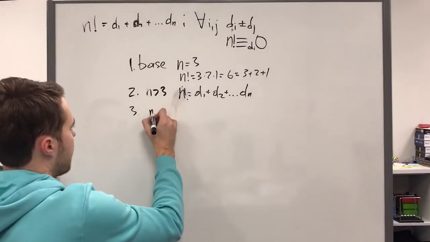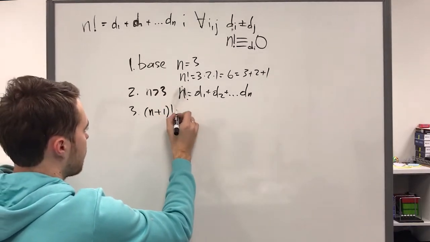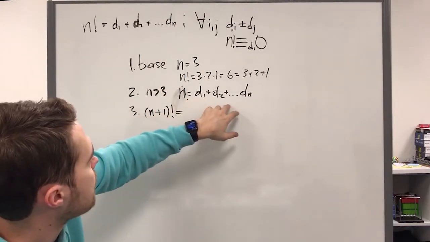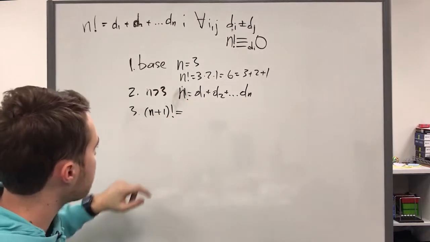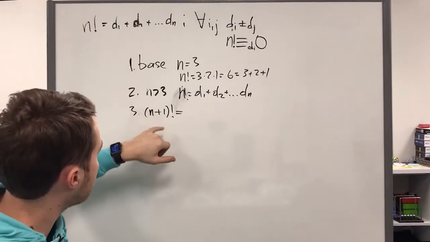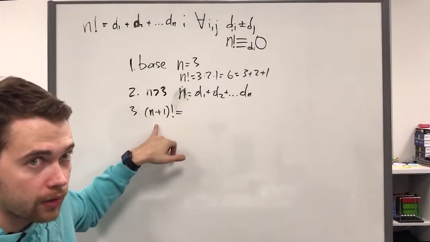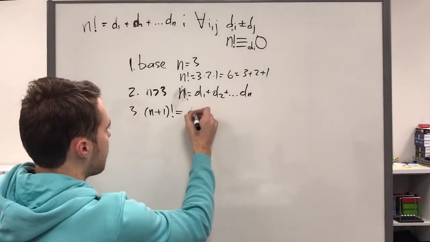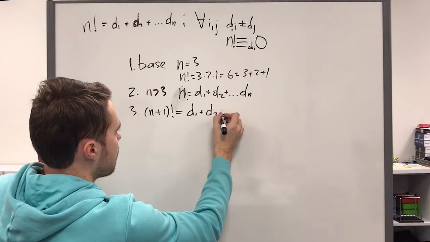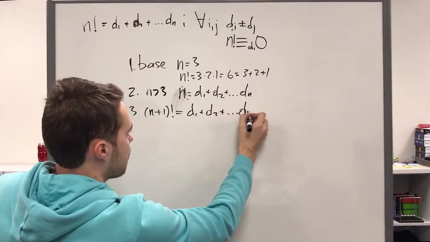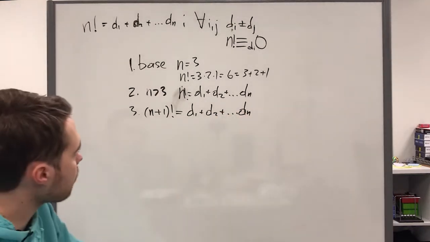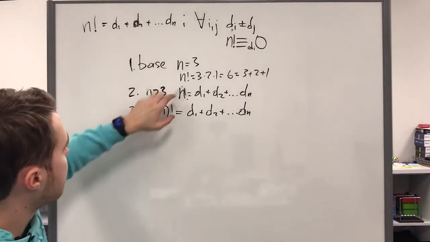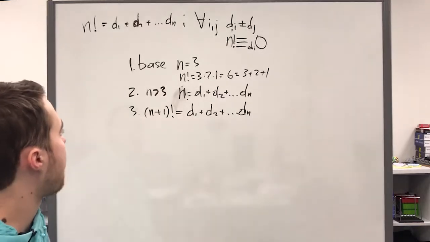Okay, so what do we know? n plus 1 factorial needs to be also represented as d1, d2, and so on, dn, right? Which will be divisors not of n factorial, but of n plus 1 factorial. Not n factorial, but n plus 1 factorial, right? So let's say, again, d1 plus d2 plus and so on, plus dn. Okay? Now, the question is how to prove that. How to prove that if this is true, then this is also true.